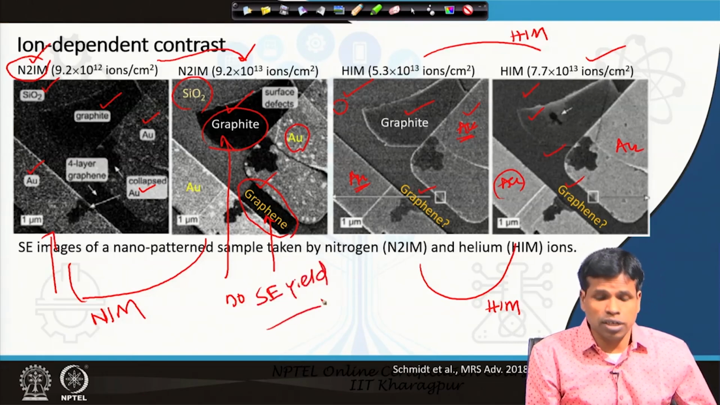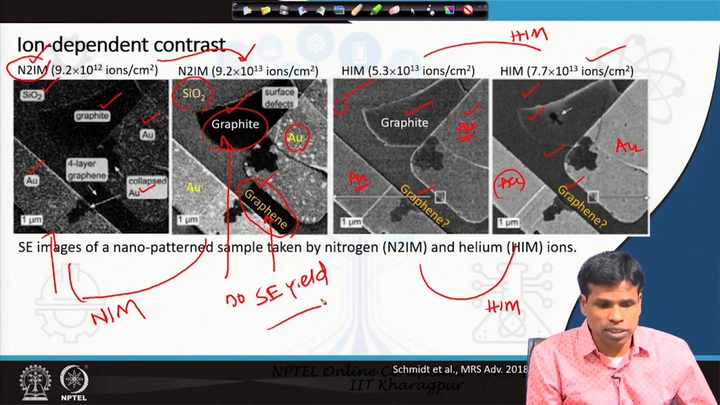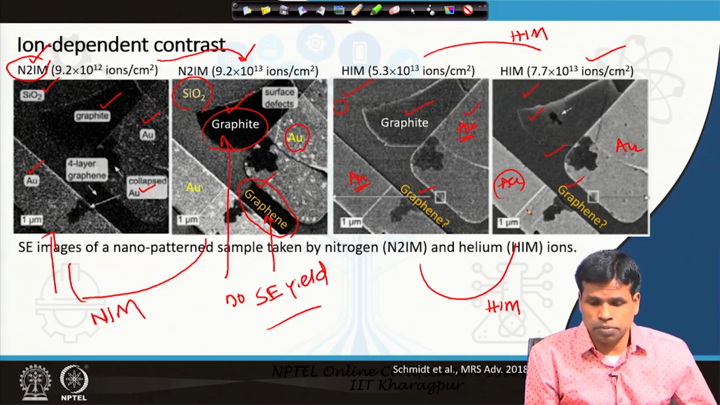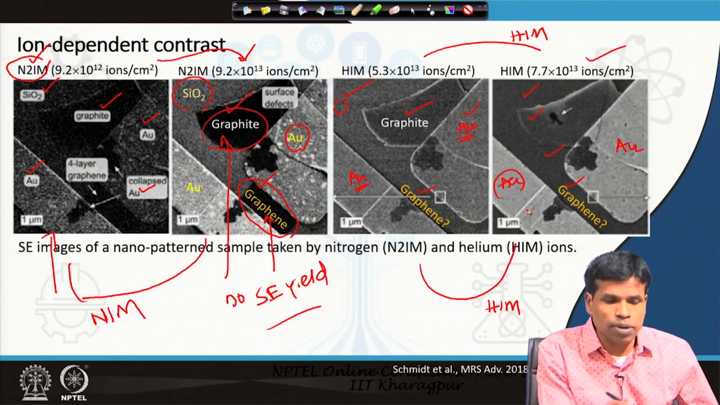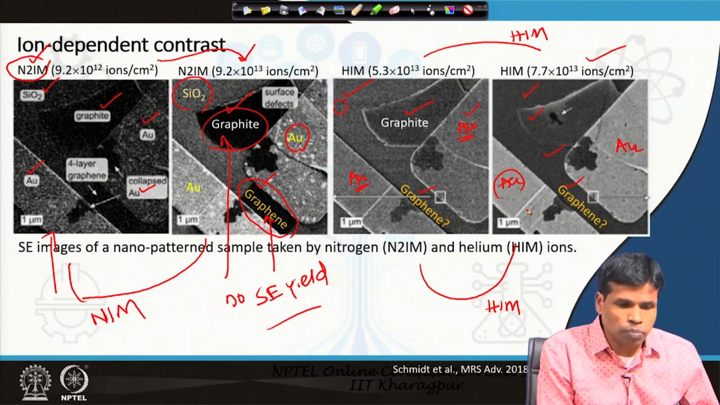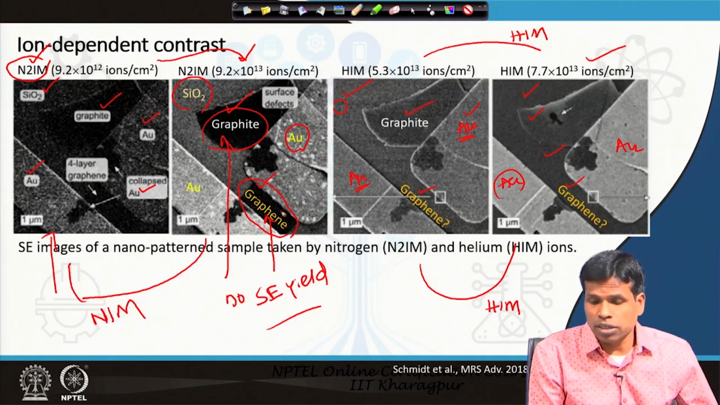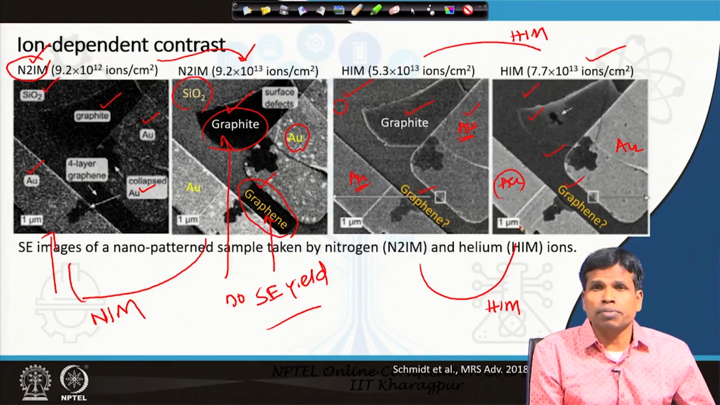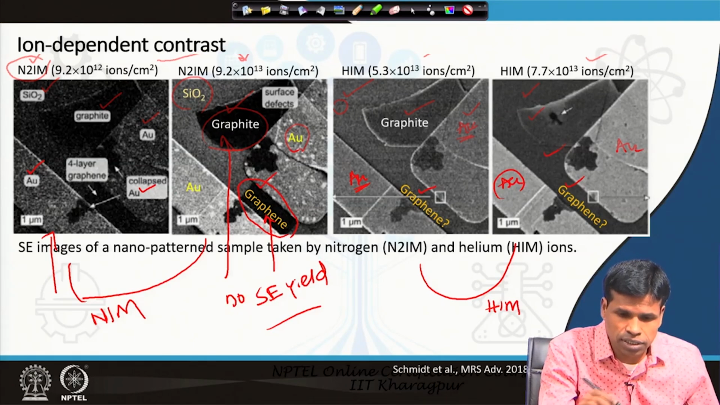There is almost negligible or no secondary electron yield from this region, graphite and graphene. There is a suppression of secondary electron yields when we do it with nitrogen ion microscopy, but in this case it is not. So, this contrast difference is the effect of ions. In the case of ion, we could see the difference, but not here. That means different ions interact with this specimen in different ways and therefore provide different contrast mechanisms, which is not possible with a scanning electron microscope or electron microscopy image.